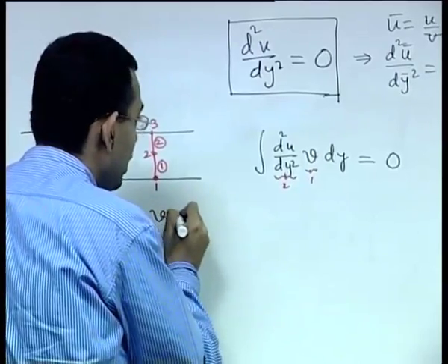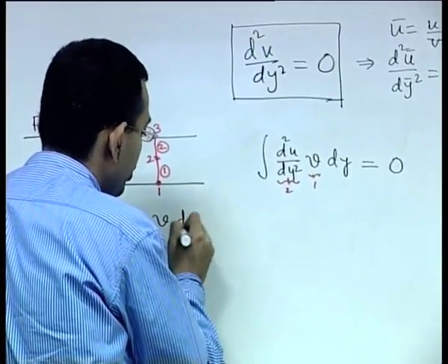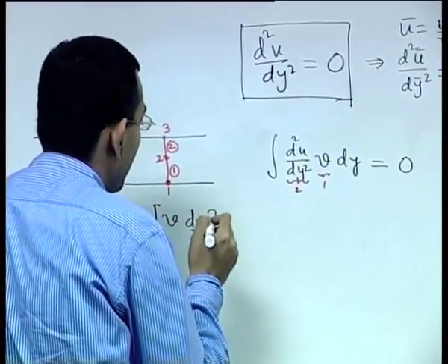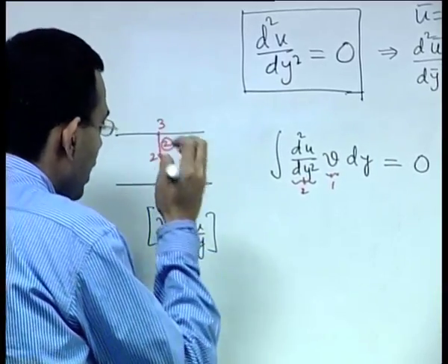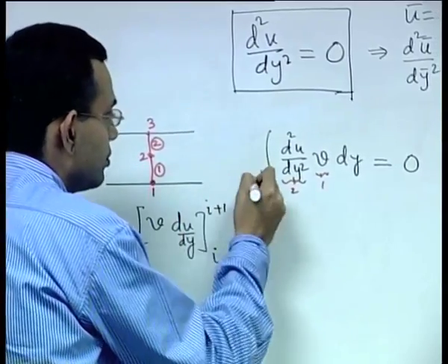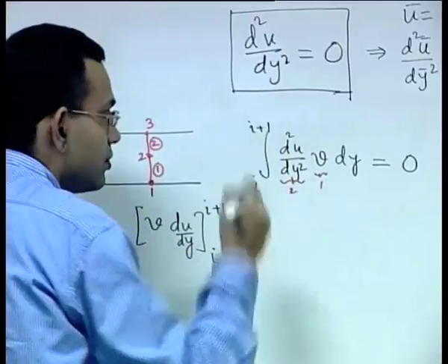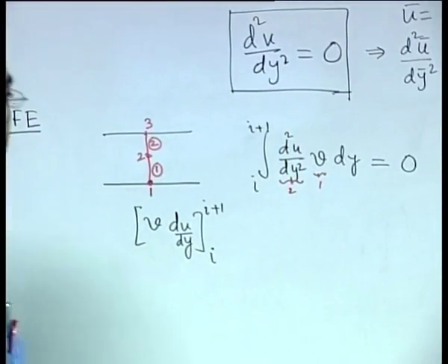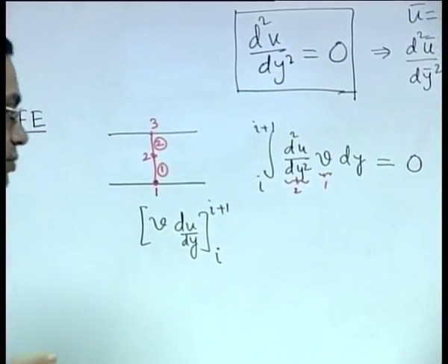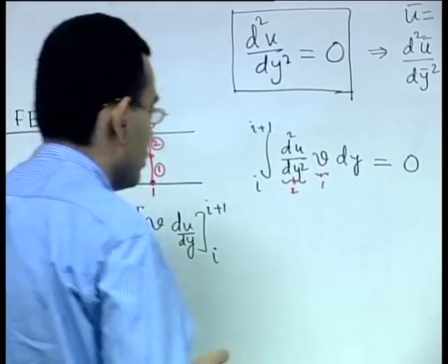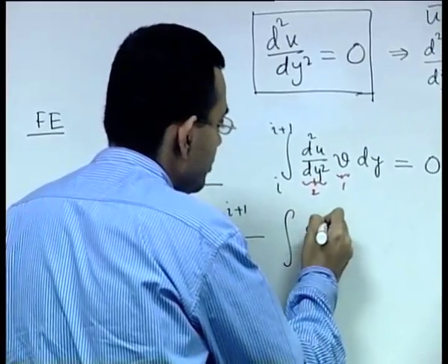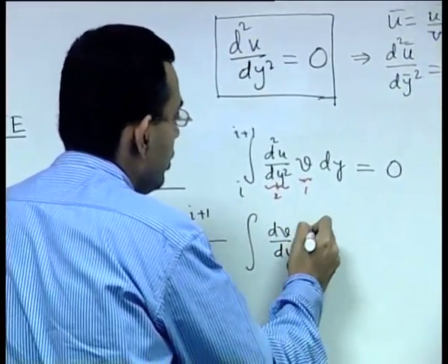So, v into du dy, let us consider any generic element, so from I to I plus 1, say some generic element which has two nodes, one node number I, another node number I plus 1, minus integral of derivative of first into integral of the second.